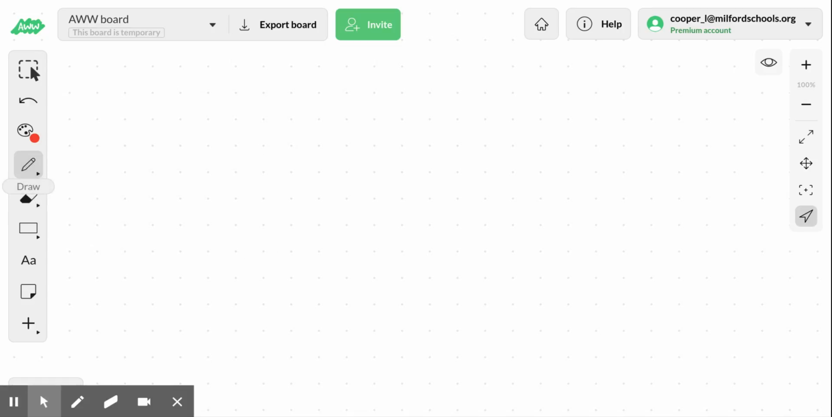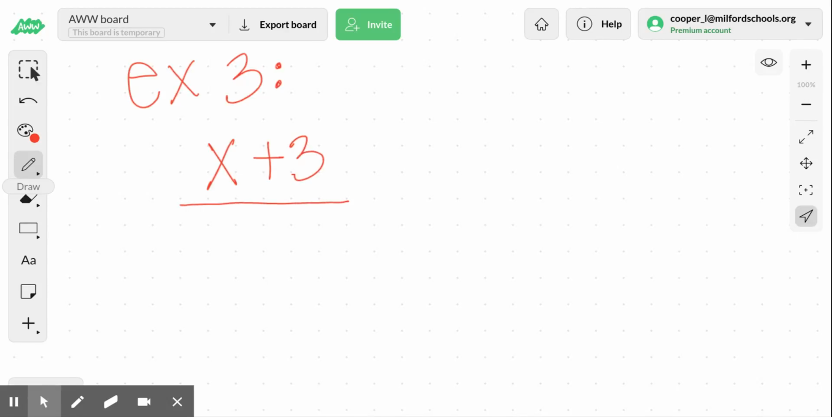So for example 3, now this one's going to look completely different. So usually we add and subtract first, but this time around we're not going to, and you'll kind of see why here in 1 minute. If I have, let's say I have x plus 3, and the whole thing is going to be over 4, and I'm going to put equals 5.